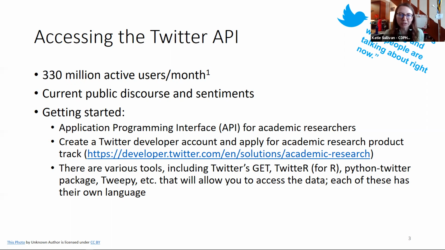It's primarily useful for evaluating current public discourse and sentiments, but has been used as a data source for a lot of different kinds of research studies. Twitter defines itself as what's happening and what people are talking about right now. So if you're interested in something like current and ongoing sentiments surrounding COVID-19 vaccines, for example, Twitter might be a good source for that.